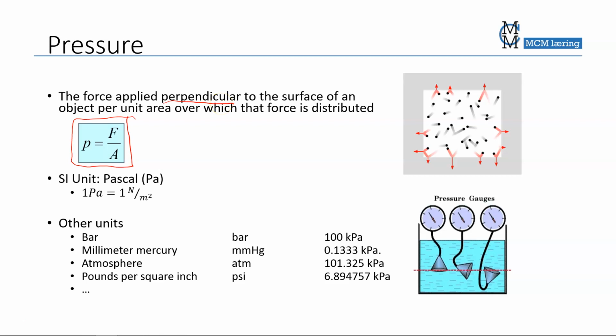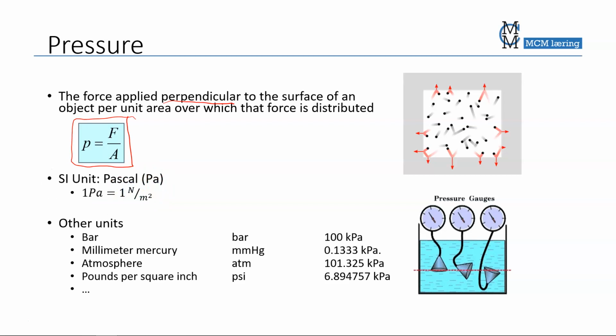Perpendicular, vinkelrett in Norwegian. The SI unit for pressure is the pascal, in tribute of Blaise Pascal, and it's 1 newton per square meter. So these are the base SI units that this builds on.